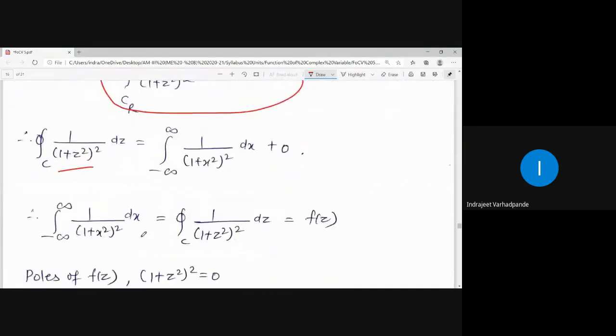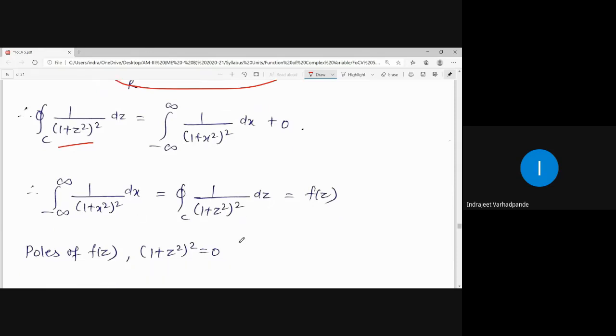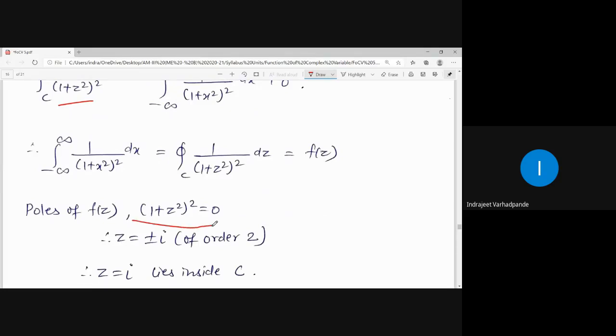Okay, but this will be multiplied by half at the end. Right now, what are we calculating? The value of the integral minus infinity to infinity. But in the last, my original question contains 0 to infinity. So accordingly, I will be calculating the value by multiplying by 1 by 2. What are the poles here? 1 plus z square whole square equal to 0 means it will be a pole of order 2. Our original formula of limit will be applicable.